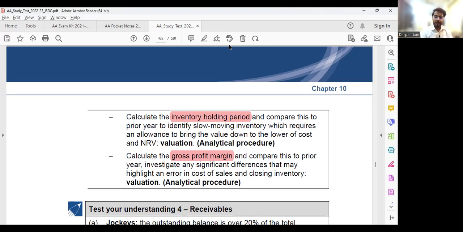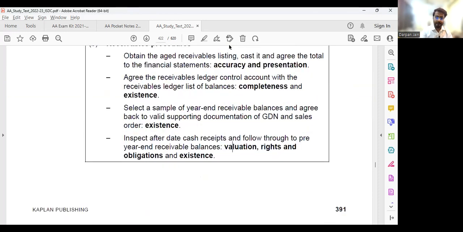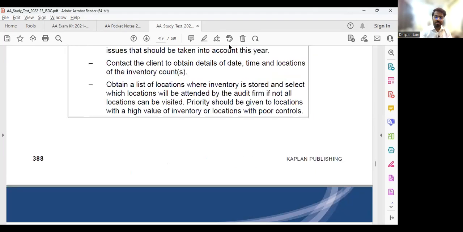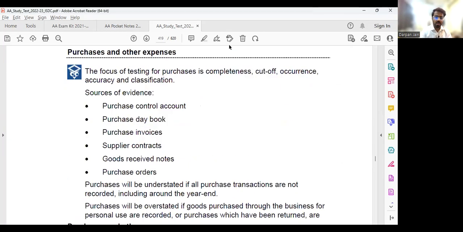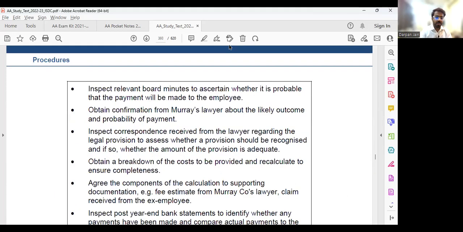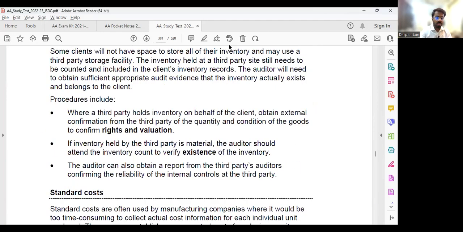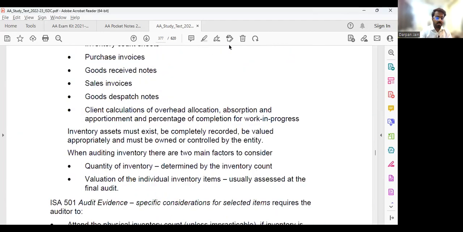Any doubts in inventory? Do you have any doubts in inventory? No doubts? Okay. Let's go to the next one now. One second.